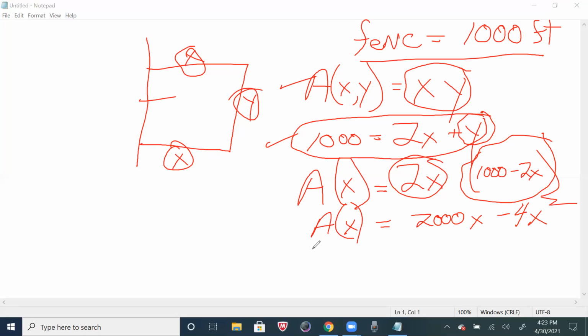If you're trying to learn optimization, you want to follow these steps, which is to set up the function that you're going to optimize, the area. And it's to use the other information to turn one of the variables into a function of the other variable. And I've done this by the time I get to that step.